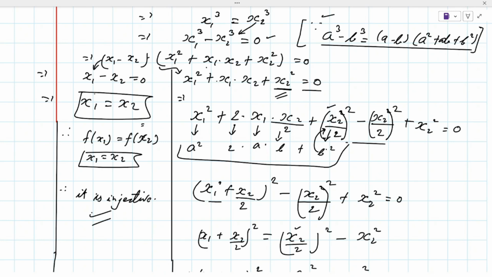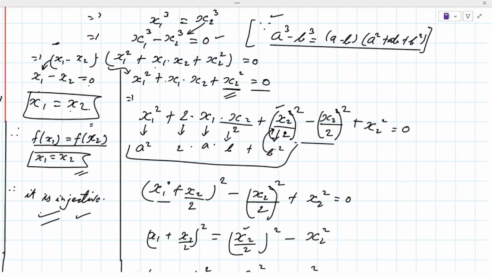Okay, so the first part will be x1 minus x2 equal to 0, which will be x1 equal to x2, right? Therefore we can say that function of x1 is equal to function of x2, है ना? So x1 is equal to x2, it means it is injective. Now we have to check for the second part.